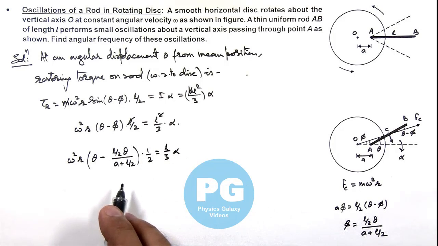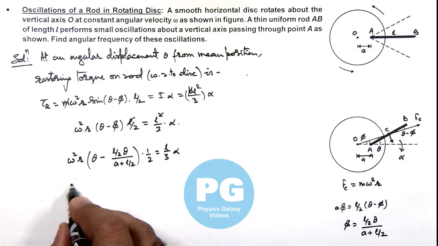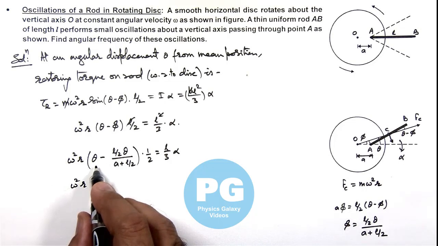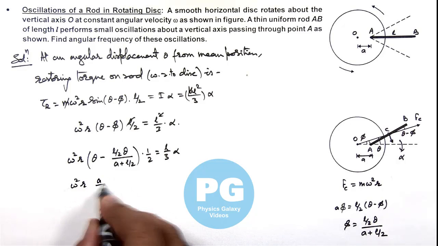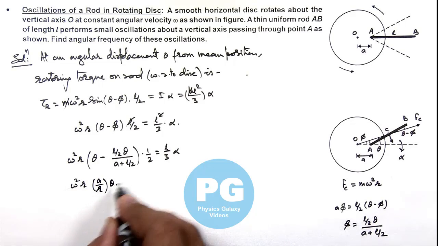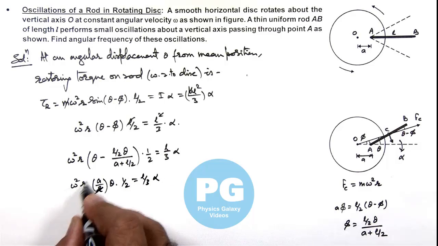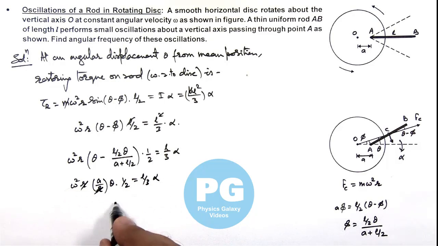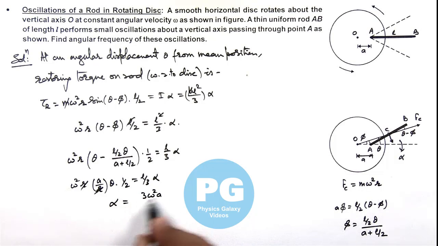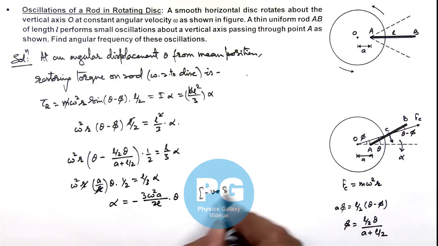Now in this situation, we can use A plus L by 2 as r. So on simplifying this, we'll get omega square r multiplied by A by r multiplied by theta multiplied by 1 by 2 is L by 3 alpha. So here r also gets cancelled out. The value of angular acceleration alpha we are getting is 3 omega square A by 2L multiplied by theta. We can put a negative sign over here.